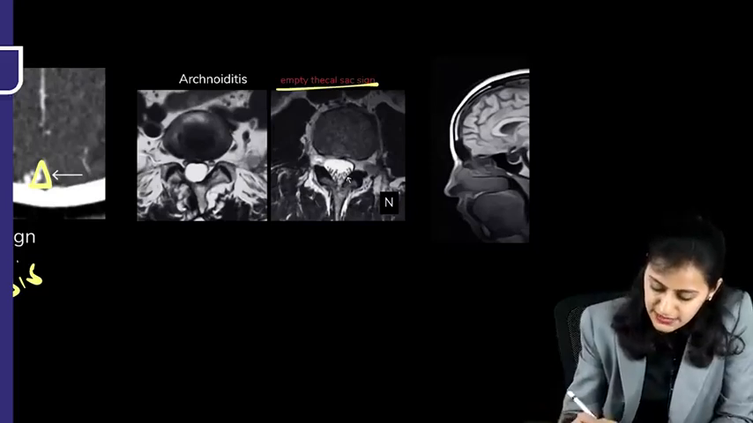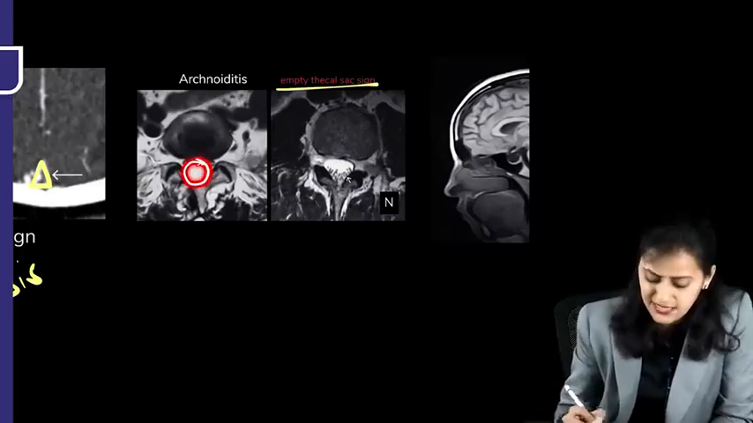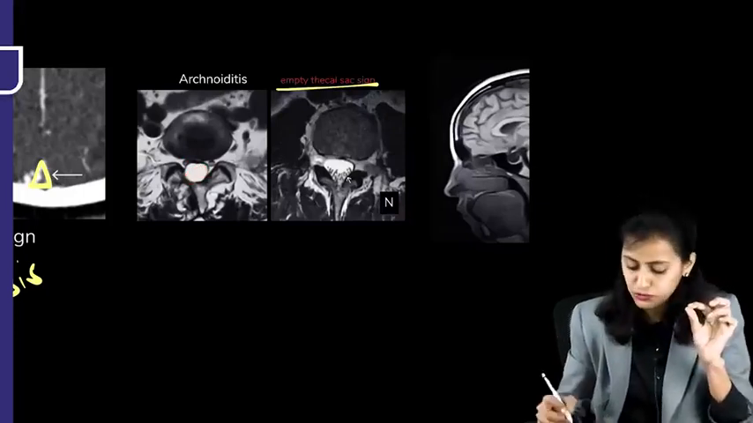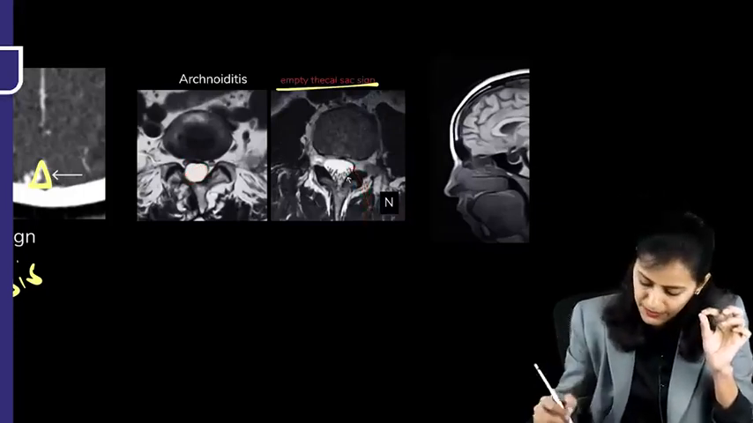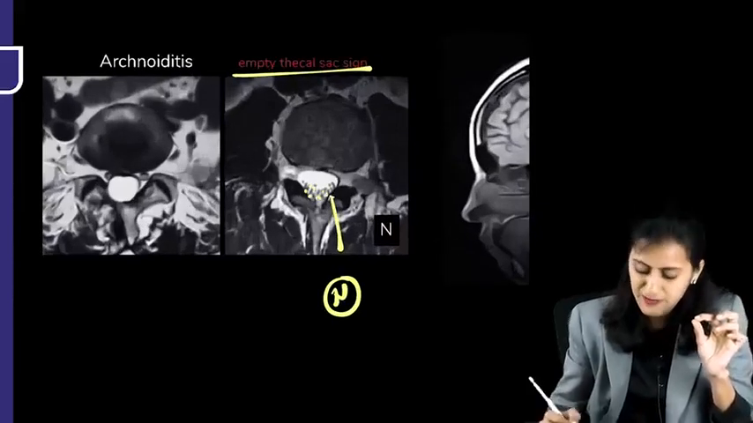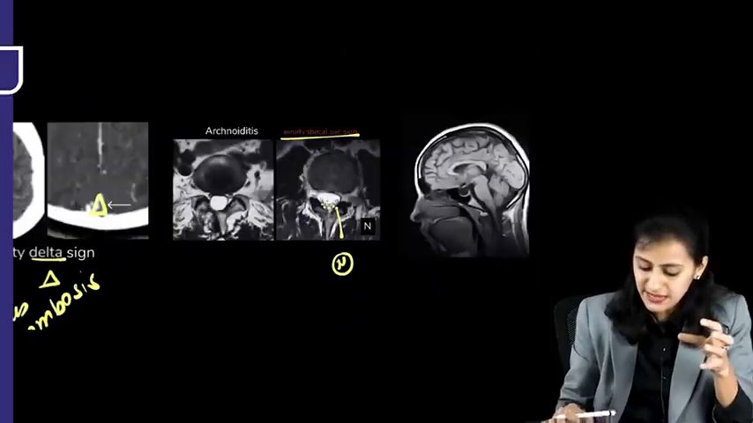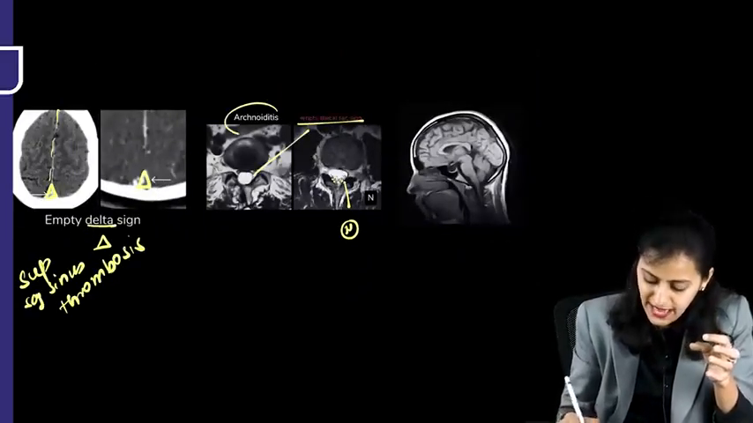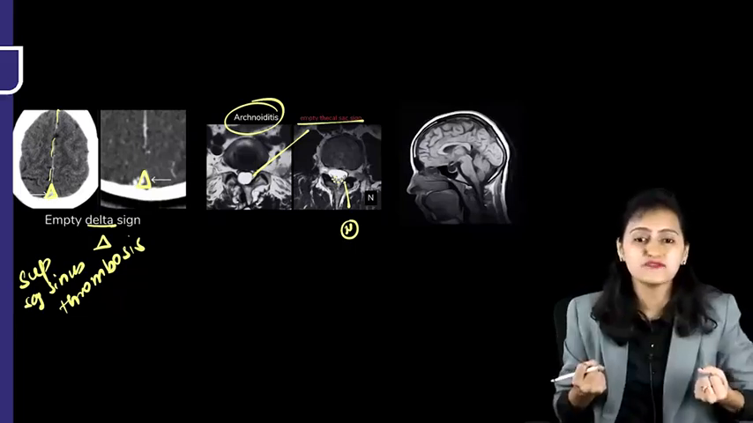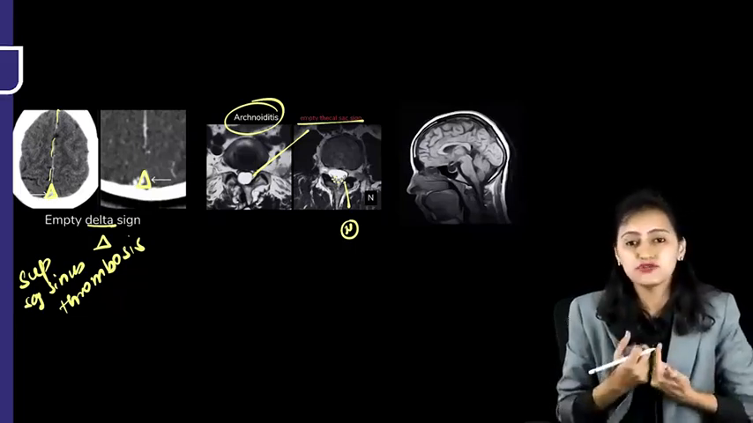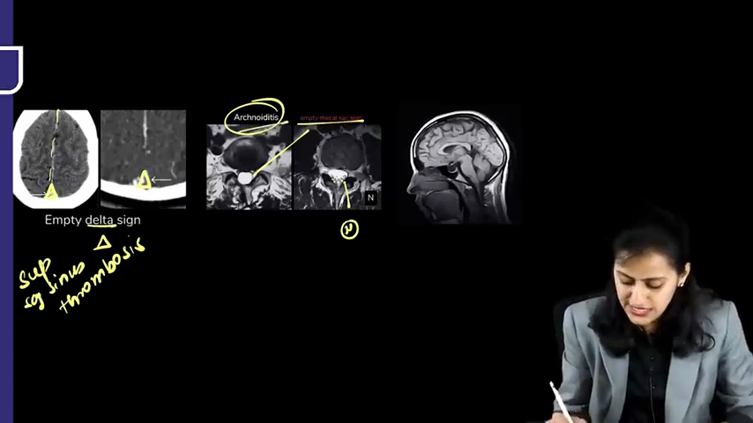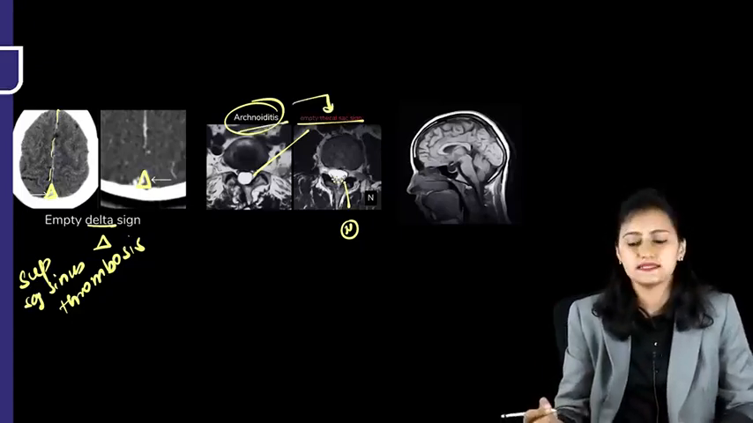This one here, the empty theca sign. So what do we see here is, look at the thecal sac just containing the CSF, not containing any nerve roots. Look at the normal one. What do we see with the normal thecal sac? It contains these black nerve roots. So this empty theca sign is seen in arachnoiditis. The arachnoid inflammation pulls the nerve roots towards itself, clumping the nerve roots. So the thecal sac just has the CSF. So this is arachnoiditis, empty thecal sac sign.